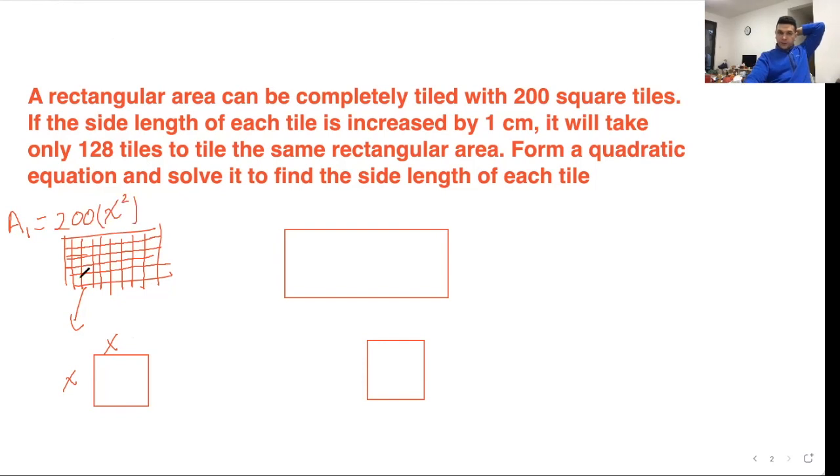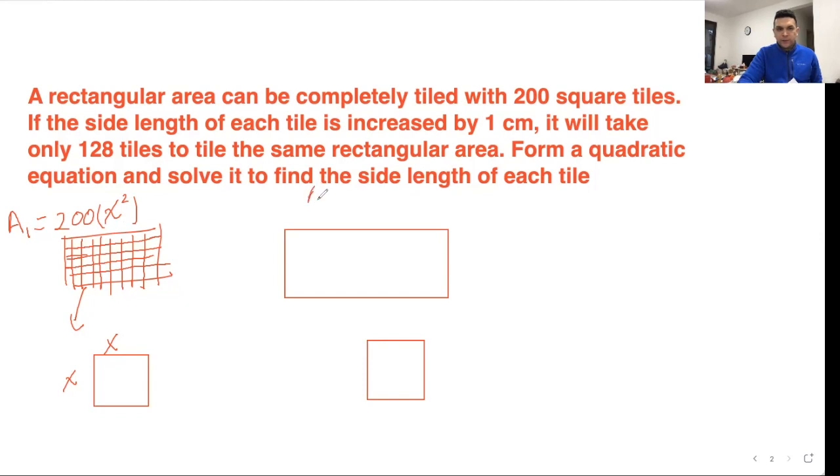That's going to give me the area, right? Once again, I got 200 square tiles, and the area of each one is x times x, right? If I let the side be x, that's what I need to find, the side length of each tile. So I start here and I'm going to let that be x.